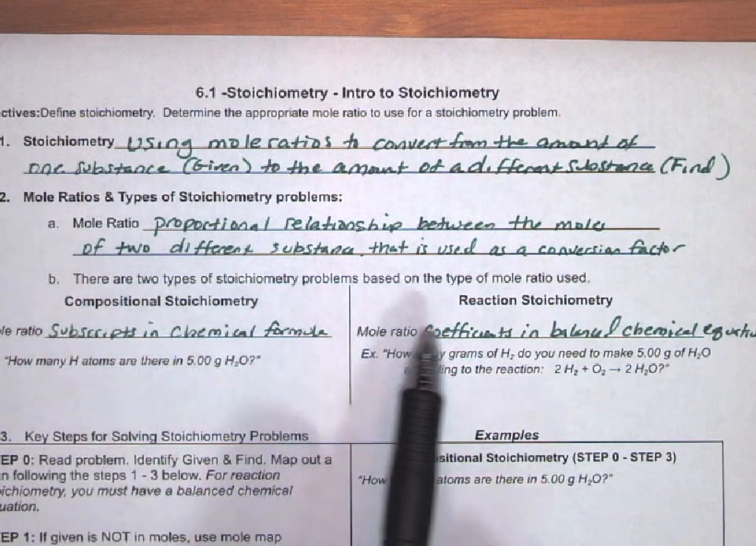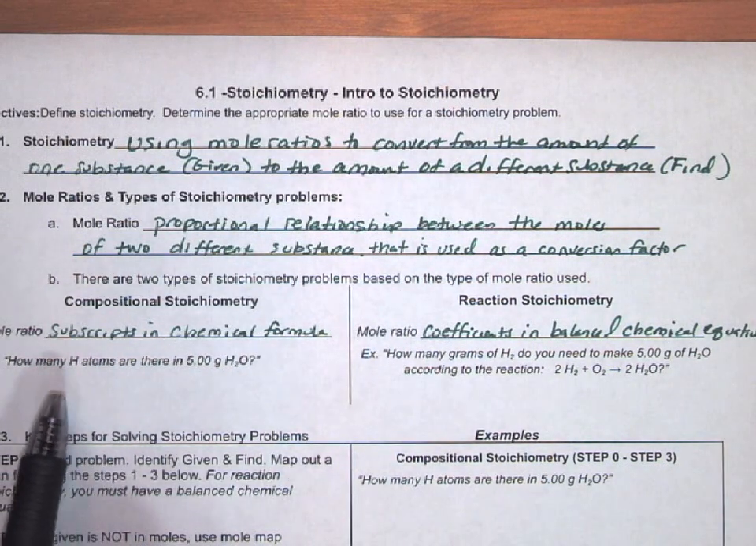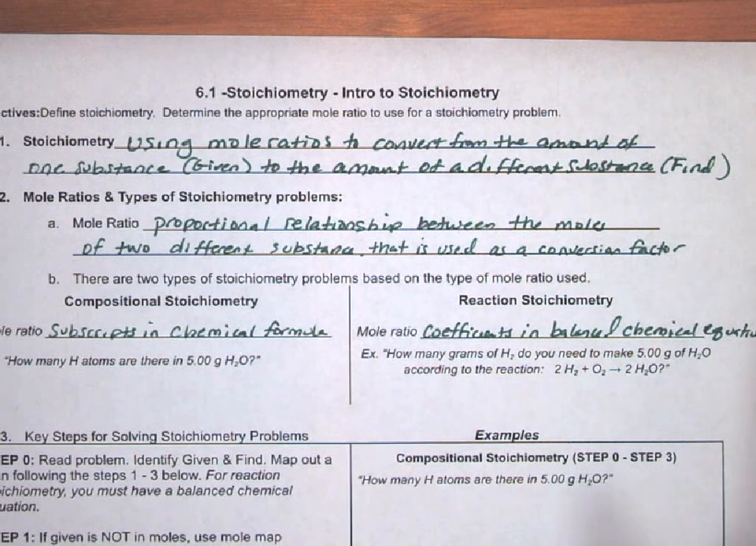Now, there are 2 different types of stoichiometry problems based on the type of mole ratio that is used. So let's take a look at that, and then we'll also look at how to get mole ratios from these 2 types of problems. And that will give us a better sense of what a mole ratio is. So we know it's a proportion, but what exactly does it look like, or how do we express it?